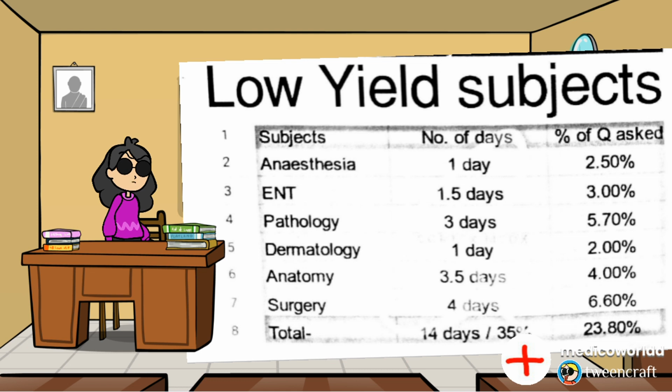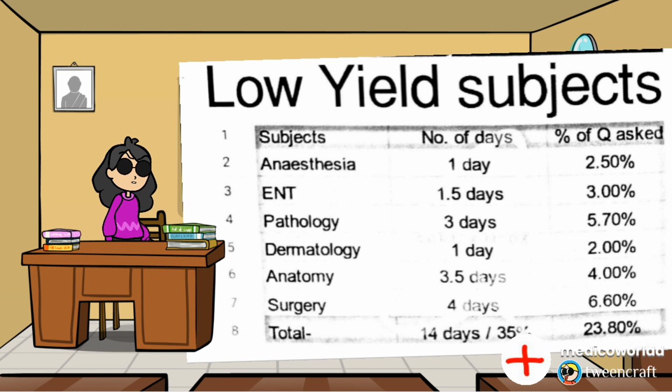Pathology is a subject that requires 3 days of revision, and number of questions asked from pathology are 5.7%. Dermatology is a subject which requires 1 day for the revision. The number of questions asked from dermatology are 2%. Anatomy is a subject which requires 3.5 days for the revision, and the number of questions asked from anatomy are 4%.